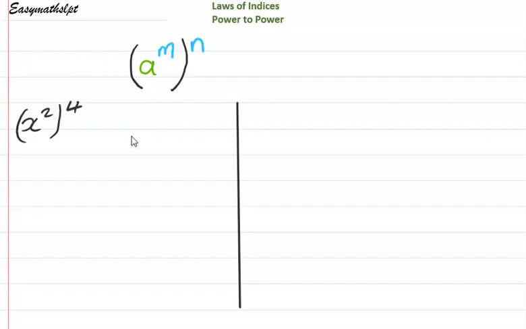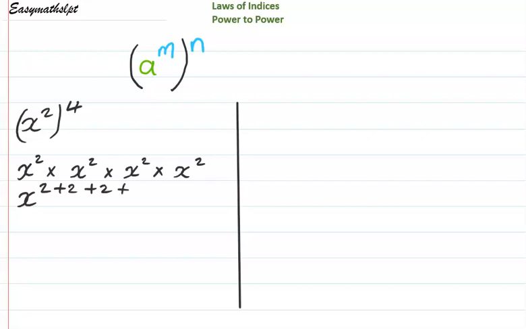x squared multiplied by x squared multiplied by x squared multiplied by x squared. Using the multiplication law of indices, we know that if we're multiplying expressions with the same base, then we add the powers. So this is the same as x to the 2 plus 2 plus 2 plus 2, which is equal to x to the 8th power.